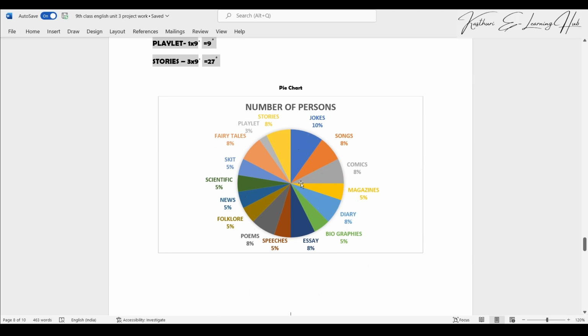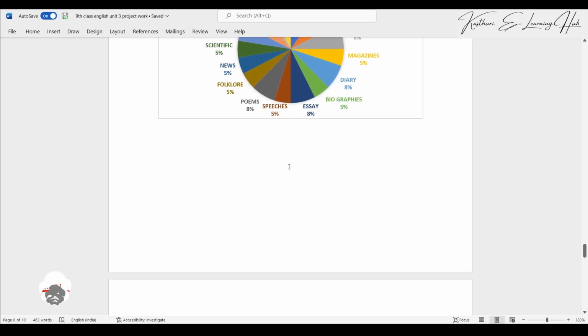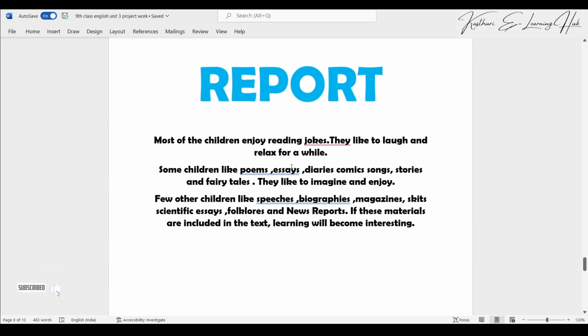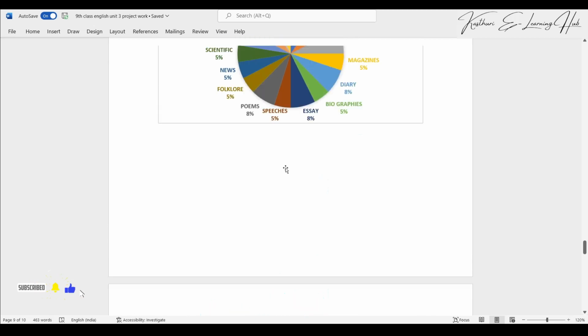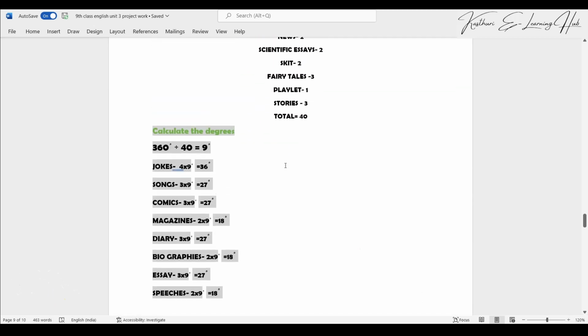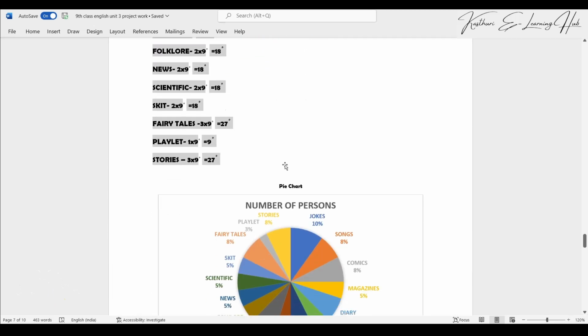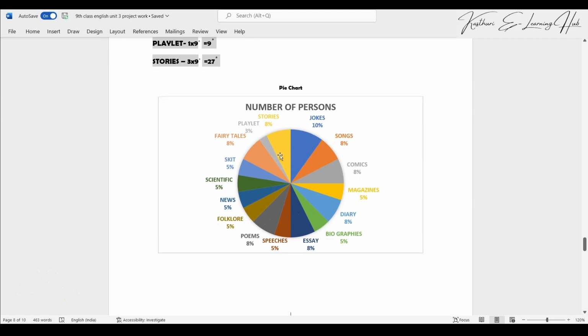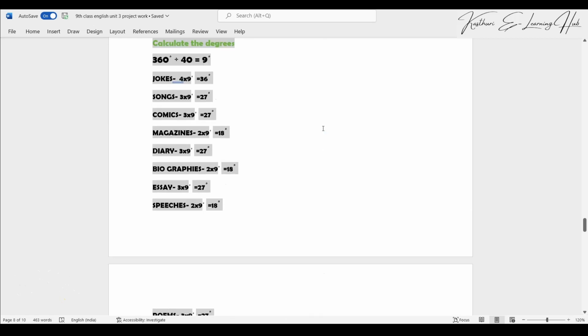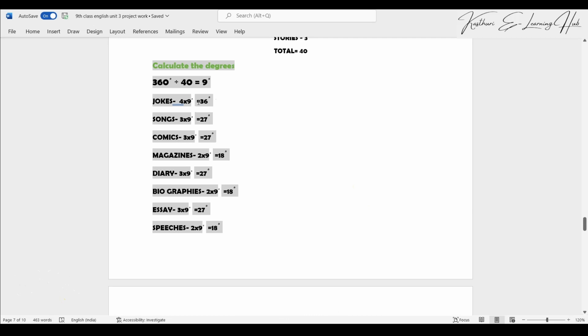Okay, and here you write the degree. What is the degree? Here we have stories, 27. That 27 degrees, you write it here. Okay, then we have to write the report. As per this data, which has more preference? Look at the pie chart. Which has more? Which is the bigger one? Yes, jokes. Jokes is 10%, or you can say 36 degrees, biggest, highest.